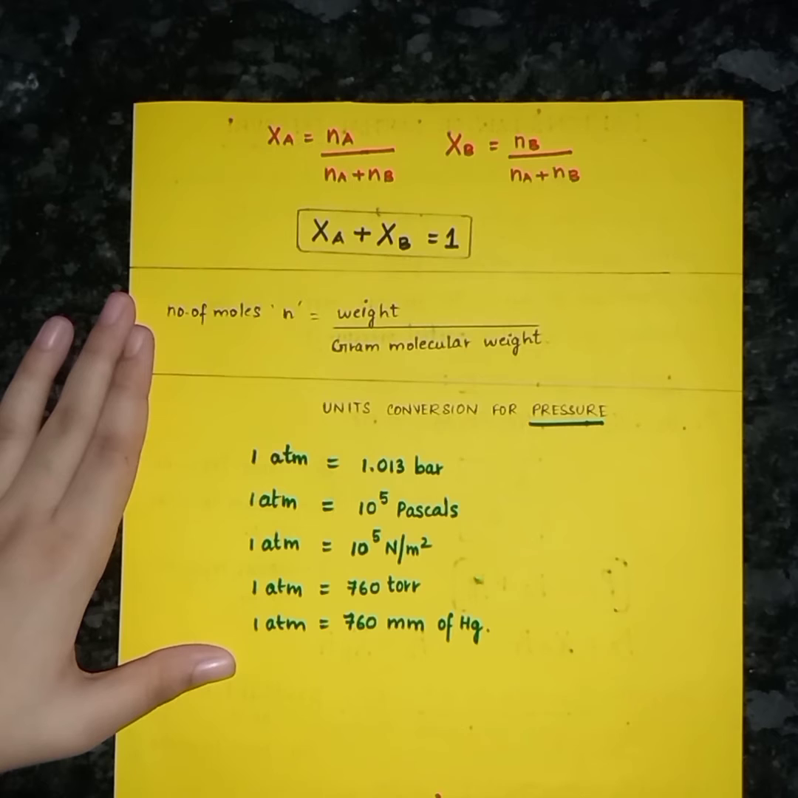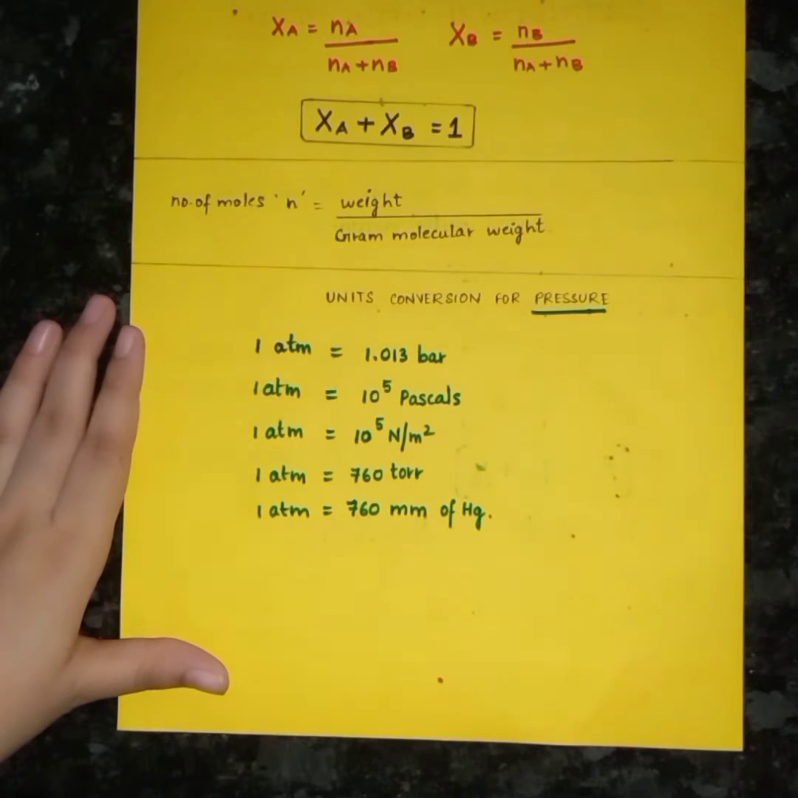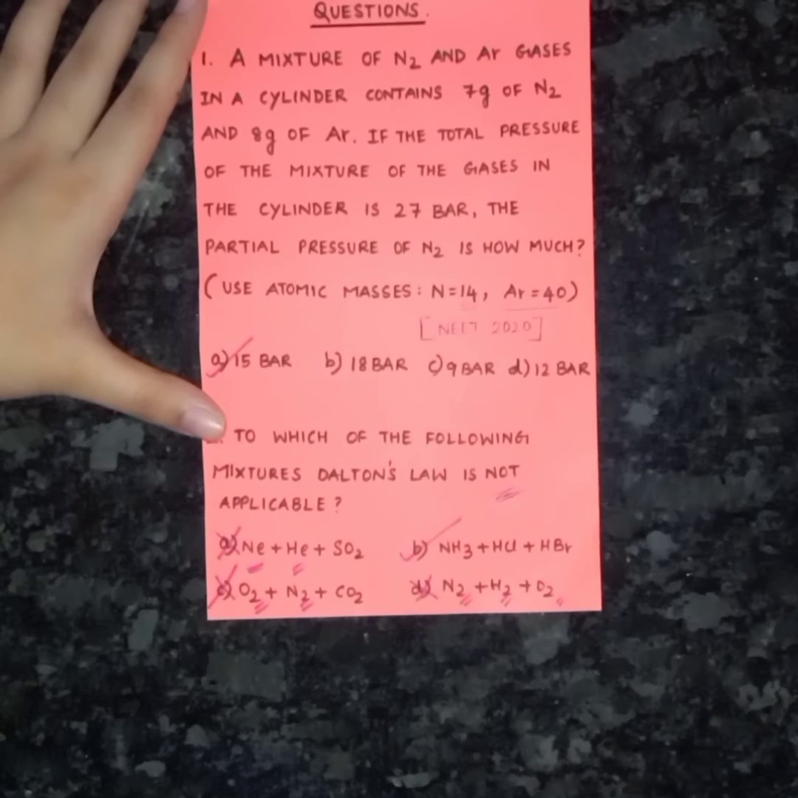Sometimes in the question they may give mole fraction of A and they may not give mole fraction of B. At that time you have to substitute mole fraction of A in this formula and you have to find the mole fraction of B. We know that number of moles is equal to weight divided by gram molecular weight. Units conversion for pressure. This will be useful while solving the problems. Let us solve some questions.